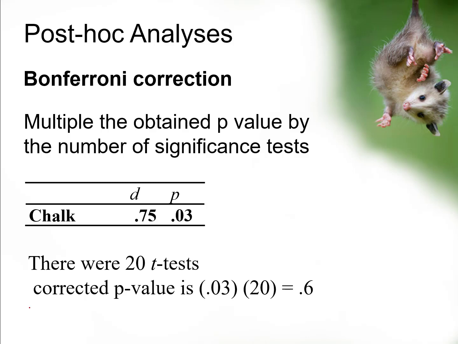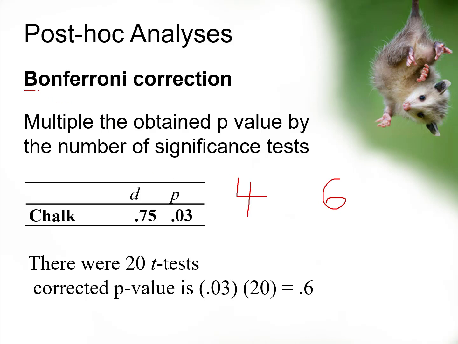So for example, what if I was doing a study where I had more than 2 groups and I was making multiple contrasts? Say for example, I had 4 different groups. If I have 4 groups, how many different contrasts can I make? I could compare group 1 and 2, 1 and 3, 1 and 4, 2 and 3, 2 and 4, 3 and 4. All together, I could make 6 different contrasts if I have 4 groups.